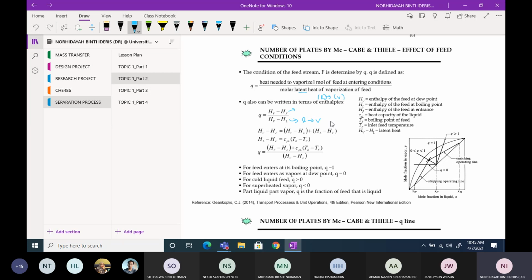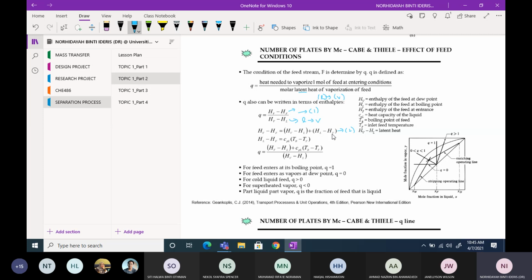All right, and then this is equation number 1. Let's say this one I label as equation number 1, and then we also have equation number 2. HV minus HF, the energy required to change 1 mole of feed to vapor, is equal to HV minus HL plus HL minus HF.